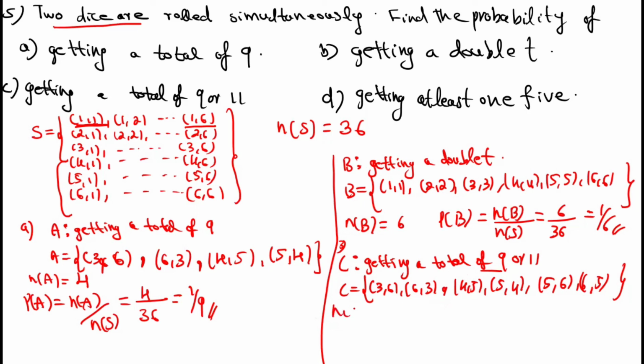So n of c is equal to how much? n of c equals 3 plus 3, so n of c is equal to 6. Okay, we want the probability of c. Probability of c is equal to n of c divided by n of s. What is n of c? n of c is 6, divided by n of s equal to 36. This is also equal to 1 by 6.